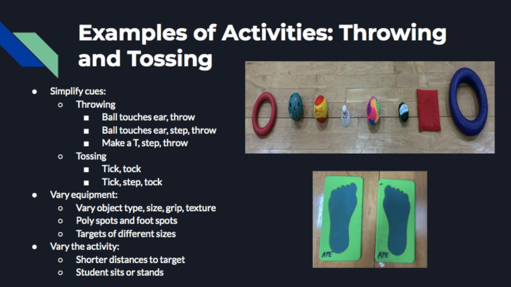You can also modify the throwing activity to help the student be more successful. A student who is just beginning to learn how to throw or toss or has a difficult time standing still can begin to learn the skill by sitting on a stool or a chair or a mat.